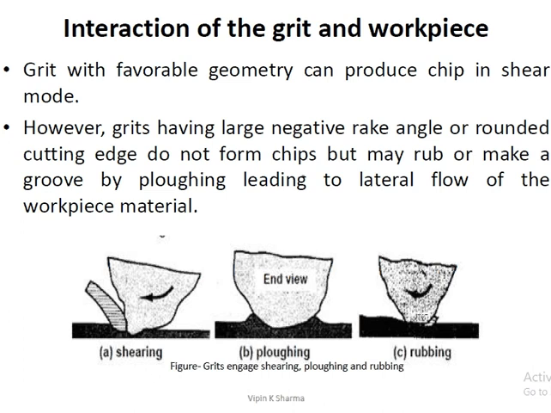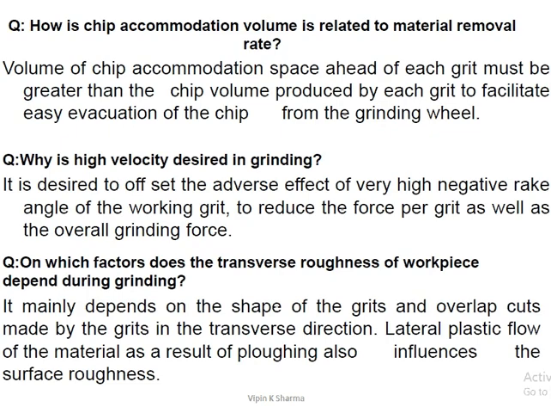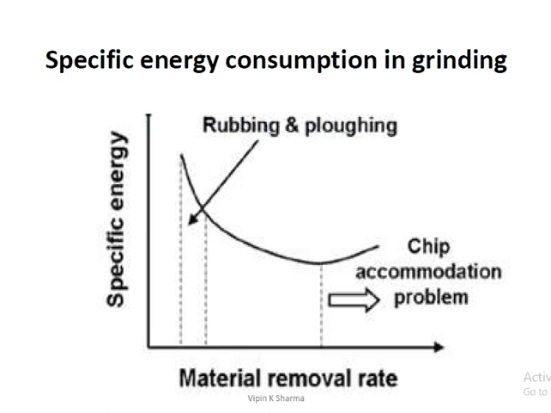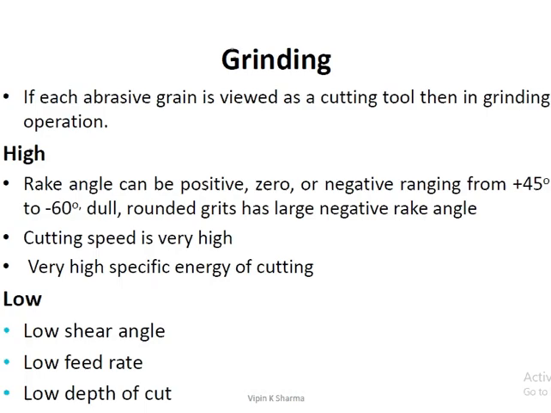Interaction of the grit with the workpiece. These are the three possible ways in which this grit can make contact with the workpiece surface. First is the shearing. If the area of the grit is larger, it will generate plowing, and if it is operated at very slow speeds, then it could generate a rubbing process as well.